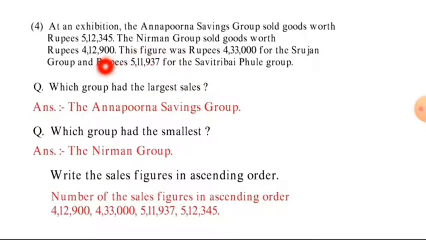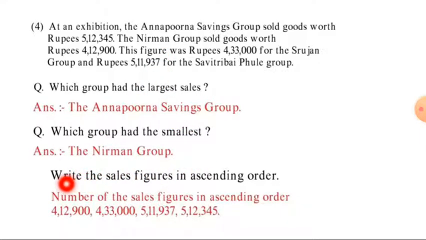Now students, which group had the largest sale? Here two groups are given, Annapurna and Nirman. So which group sold the most goods? See, 5,12,345 sold by Annapurna Group and 4,12,900 by Nirman Group. So which is the bigger number? 5,12,345. So Annapurna Group had the largest sale. So the answer is the Annapurna Saving Group. Next question, which group had the smallest? The answer is the Nirman Group.